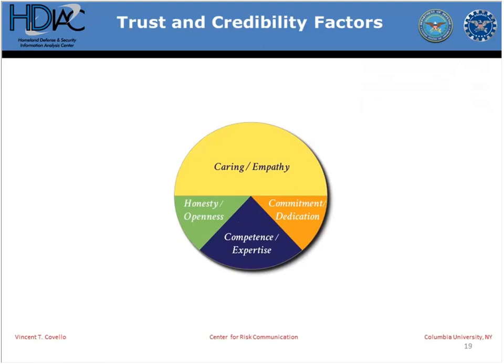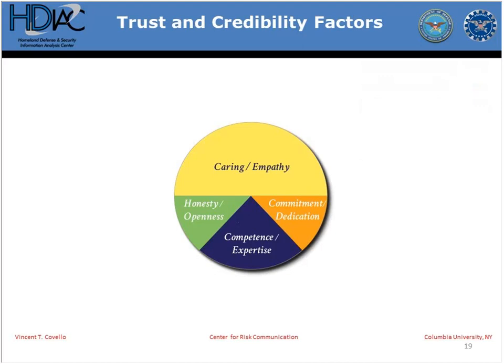So what we need to think about in helping to establish trust and credibility are these 4 basic building blocks: empathy and caring, honesty and openness, competence and expertise, and commitment and dedication. Here again, this is research performed by Dr. Covello and the Center for Risk Communication. Ironically, this started with doctors' and patients' relationships, and that patients did not feel comfortable nor trust their physician when it came to dispensing medical information about their personal health.